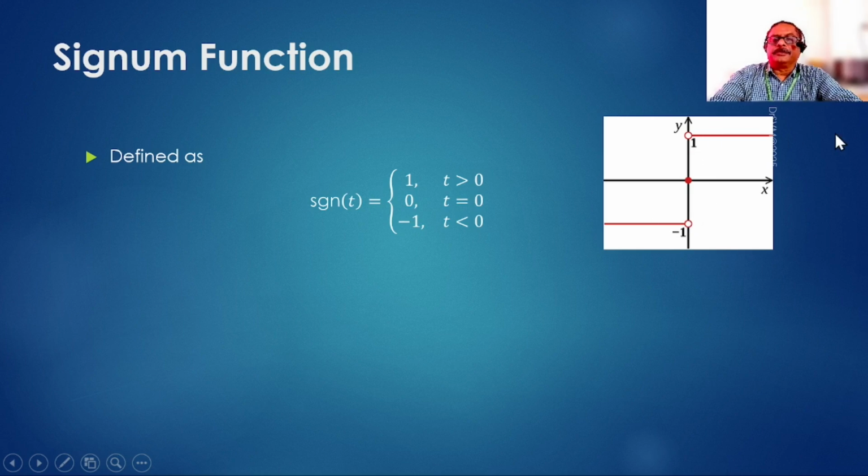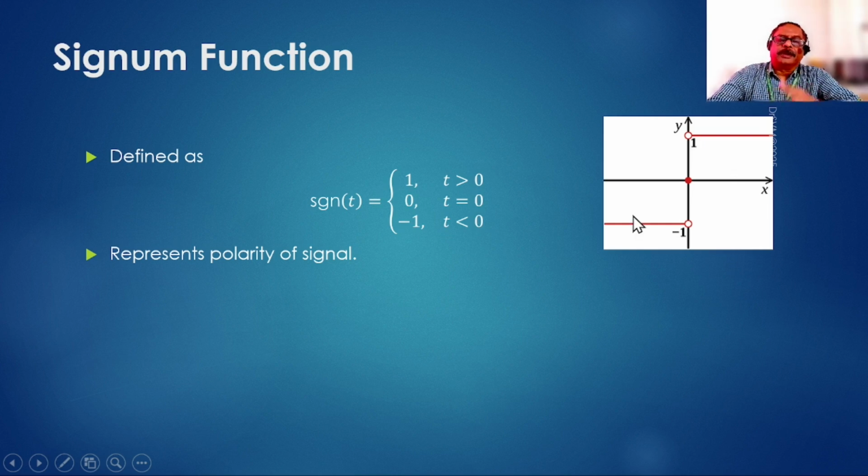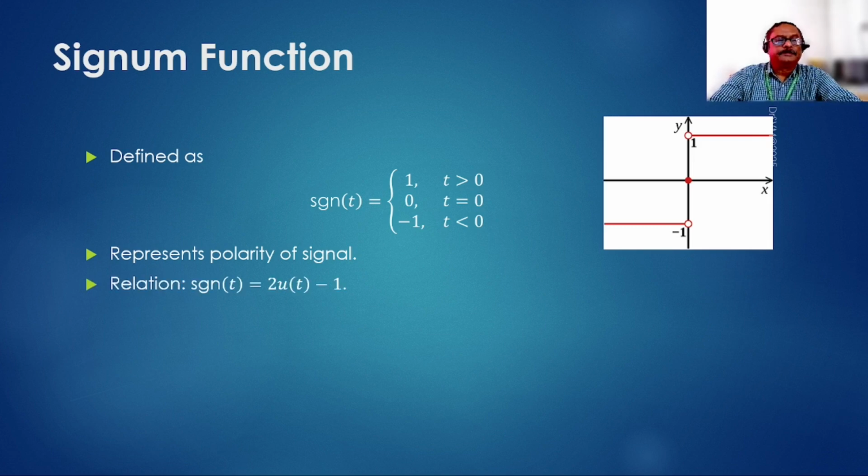So for all positive values of time, it will be 1. For all negative values of time, it will be -1, and only at 0 there is a sudden transition from -1 to +1. And this represents the polarity of a signal. So for positive time we get a positive value, for negative time we get a negative value. So just looking at the sign of the signal, we can identify whether the time is positive or negative.